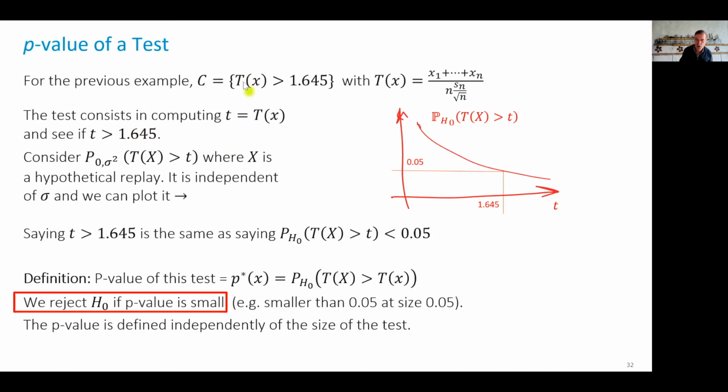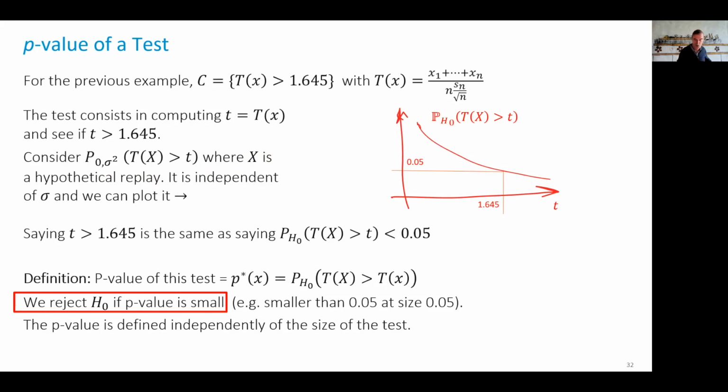But because we know the distribution of the pivot when H0 is true, we know that it is Gaussian with mean 0 and variance sigma squared. Then we can do the following. Instead of looking at the T value, we look at probabilities, which can be interpreted as follows. Assume I do a hypothetical replay.